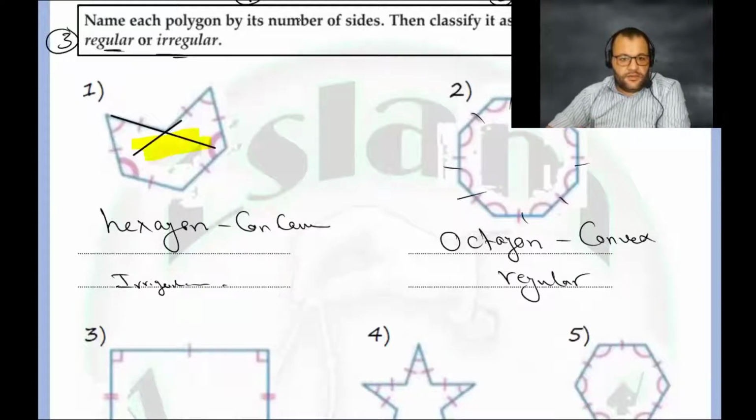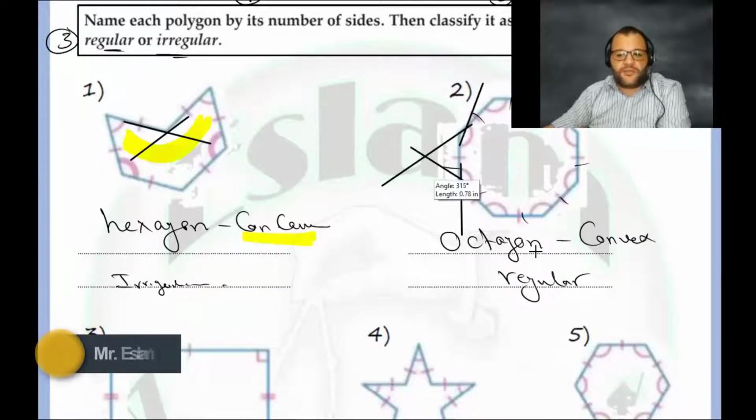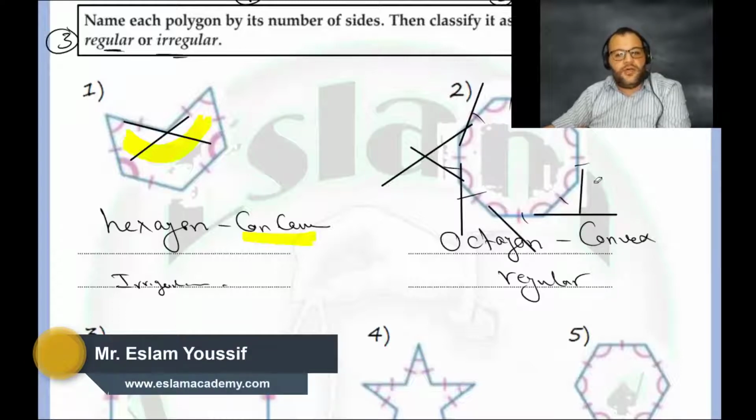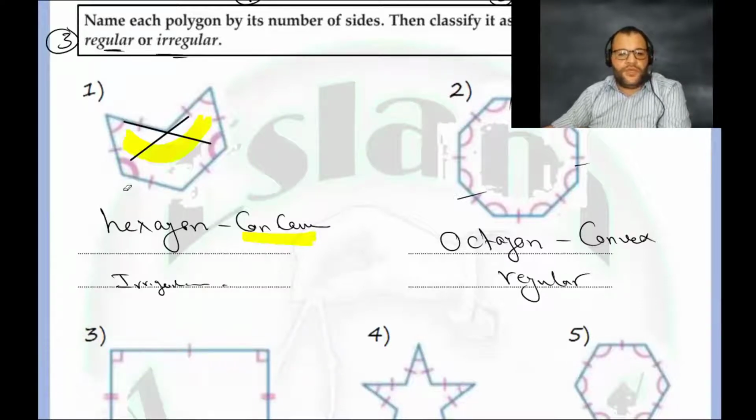Yes? In the convex and concave, I don't understand it. Again for the convex and the concave. If you find two sides that you can extend, and the extension lies in the interior part of the polygon, it means it will be concave. But for the convex, if you extend any side, it lies outside the polygon, in the exterior part. So it will be convex. You know now the difference between them?